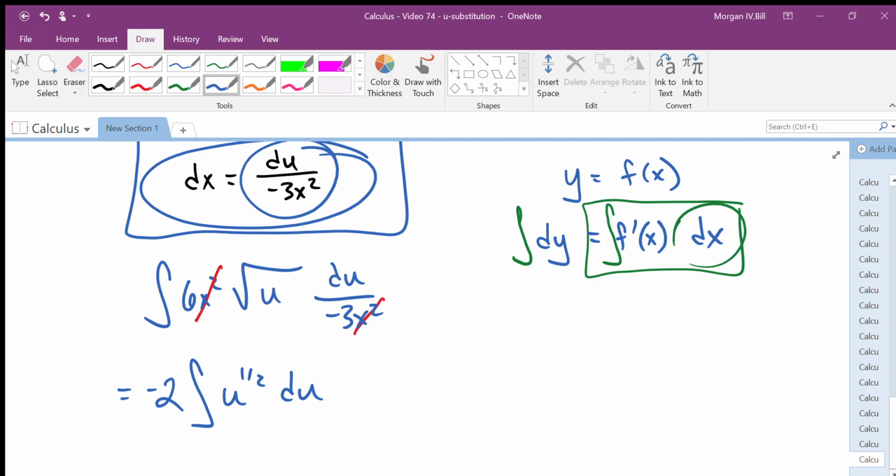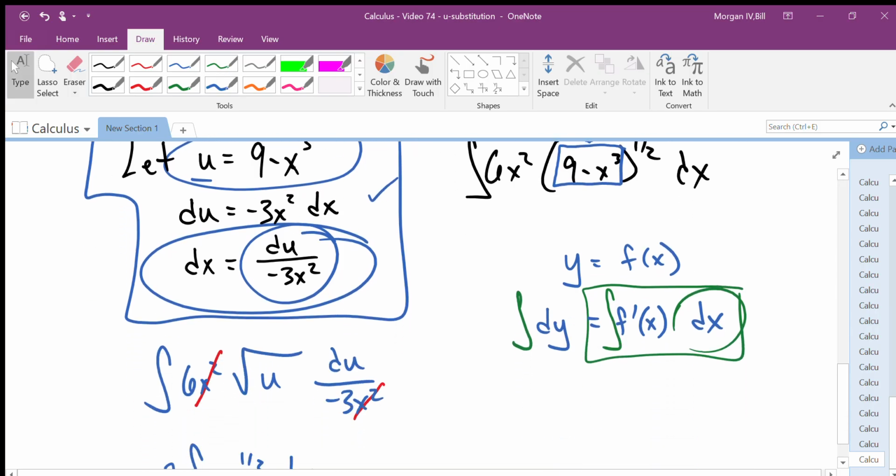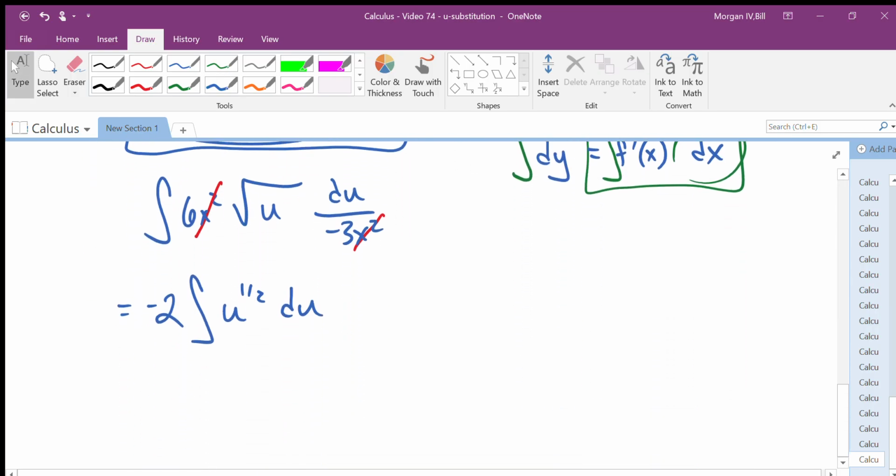Okay, let's pause for a minute. Using u substitution, what we've done is we've taken this complicated integral, the integral of 6x squared square root of 9 minus x cubed dx. That looks pretty complicated. And we have turned that into this simple-looking antiderivative, negative 2 integral u to the 1/2 du. We can do that. So we do.